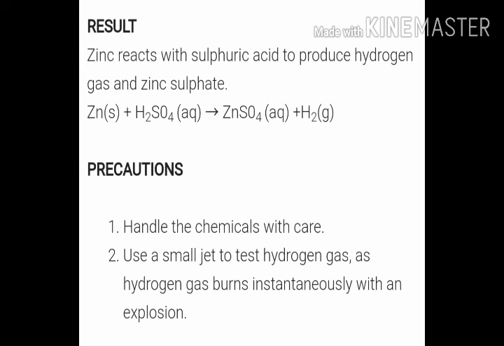Only one other particular activity is very necessary to learn about, that is the single displacement reaction activity, that means the reaction of iron with copper sulfate. These two activities only for your information we have just shown you in the chemistry lab.